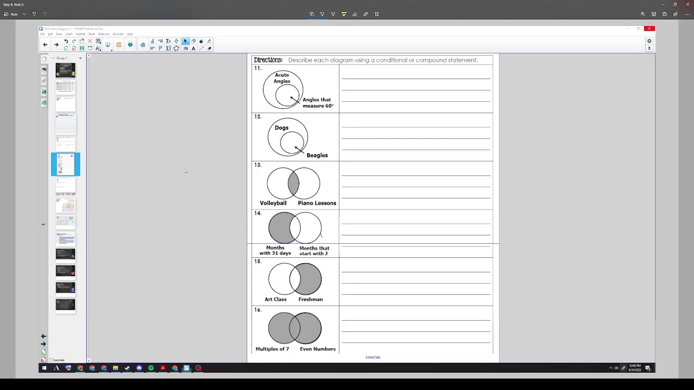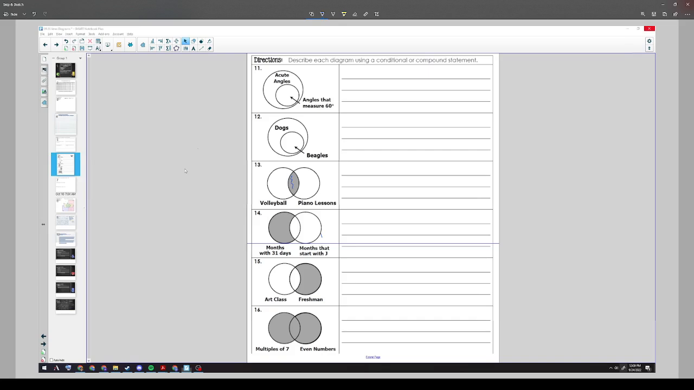So I'm not going to write out all of these, especially because my handwriting is so bad on these, but we're going to say angles that measure 60 degrees are always acute angles. We're going to say all animals that are beagles are dogs. We're going to say some students who play volleyball take piano lessons. So that's these. This one's a little different.